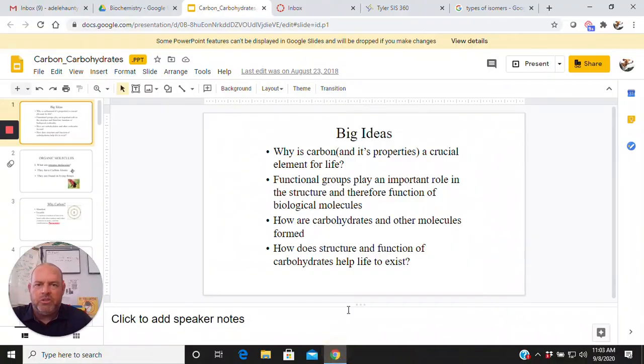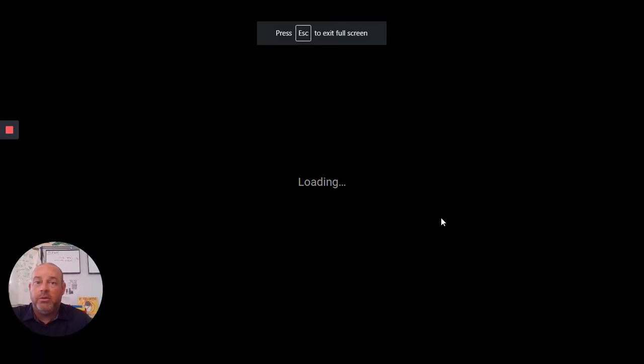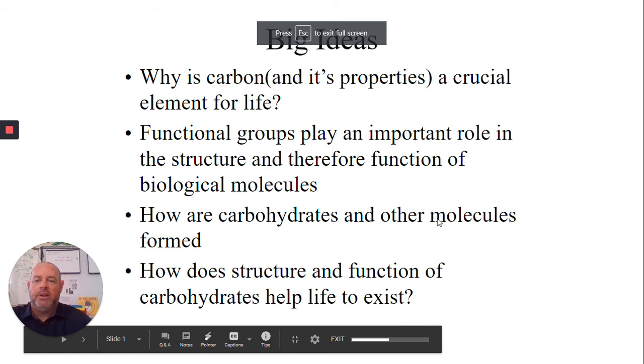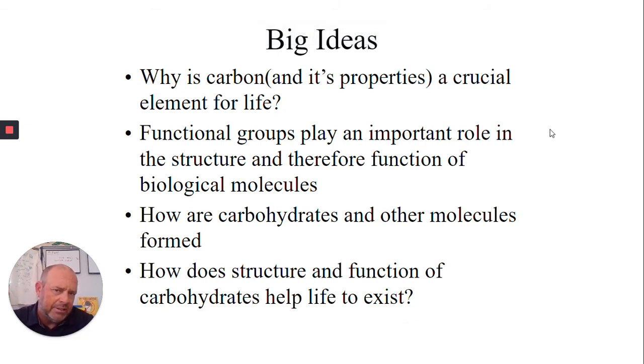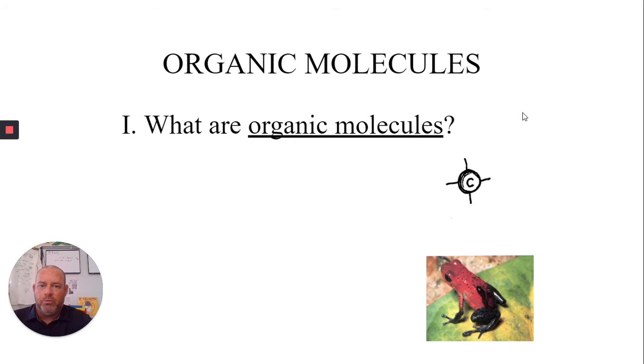Hey everybody, just going to jump right into the notes on carbon and carbohydrates here. So the big idea is why is it carbon that's in living things? Functional groups, what kind of role do they play? How are carbohydrates and other molecules formed? And then how does the structure and function of carbs help life to exist? So we will run through those questions here.